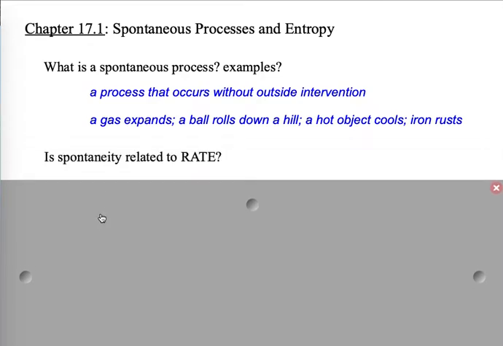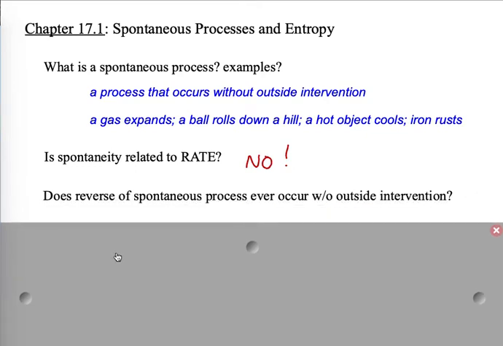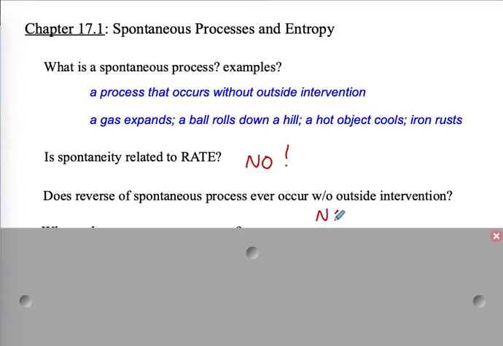Is spontaneity related to rate? To say that a process is spontaneous, does that mean it happens rapidly? Obviously no. I just got finished ranting about how thermodynamics and kinetics are unrelated to each other. To say that a process occurs without outside intervention does not mean that it happens rapidly at all. It could be painstakingly slow. Does the reverse of a spontaneous process ever occur without outside intervention? Again, obviously no. If a process is spontaneous in the forward direction, it would be non-spontaneous in the reverse direction.